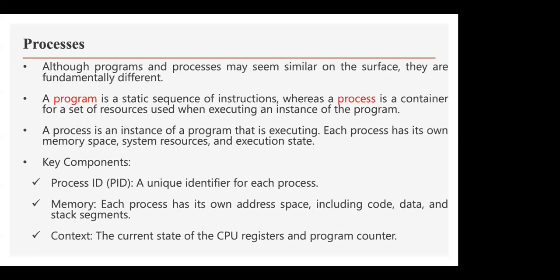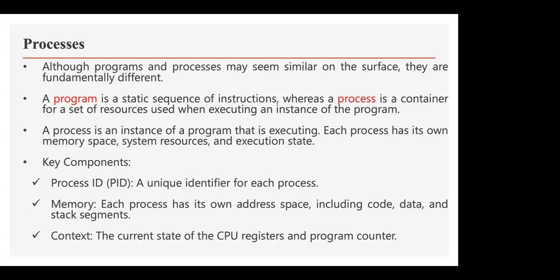In terms of processes, sometimes program and process may seem similar on the surface, but there is a fundamental difference. A program is what we call a static sequence of instructions, while a process is a container for a set of resources used when executing an instance of the program. So a process is an instance of a program that is executing. Each process has its own memory space, and also system resources and execution time.